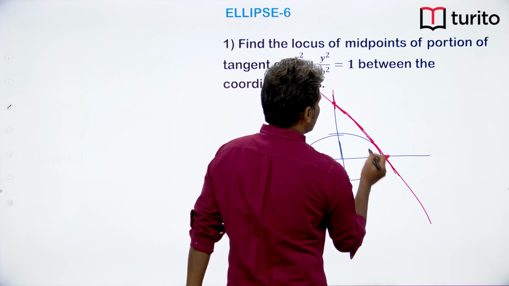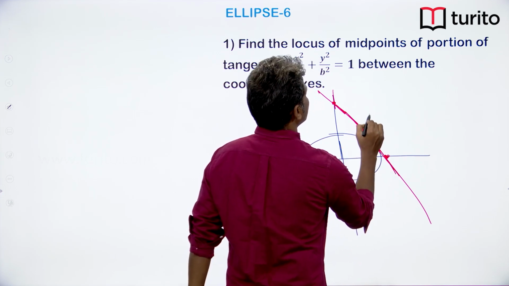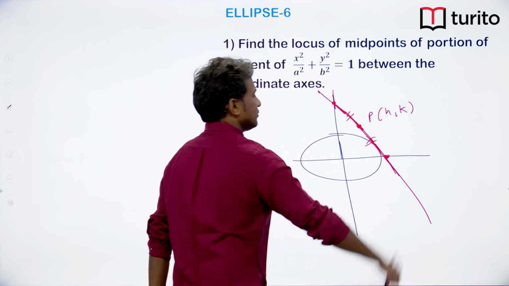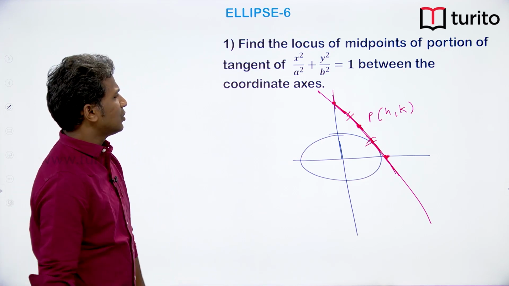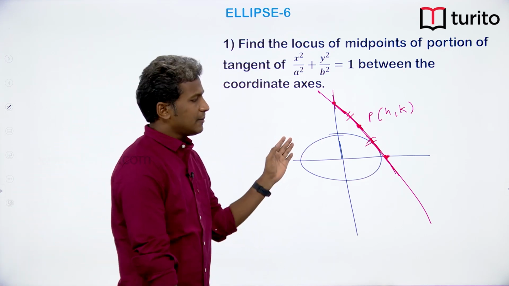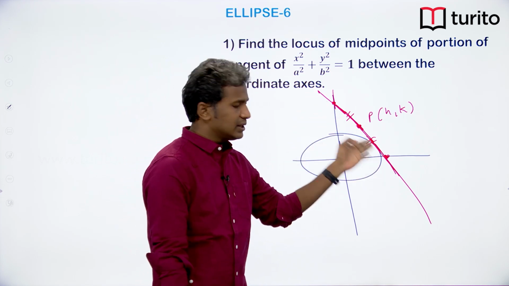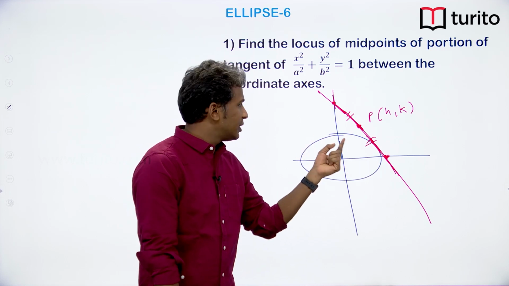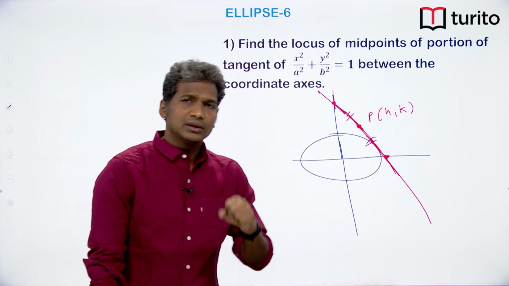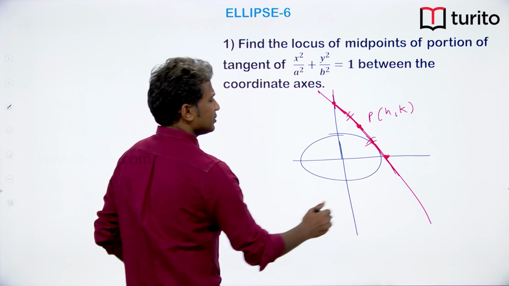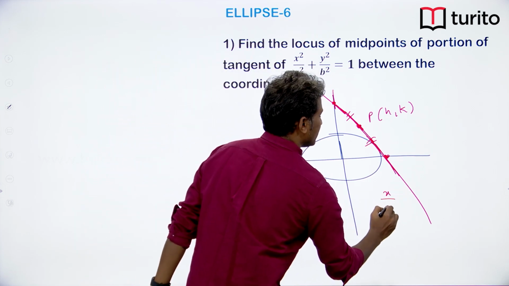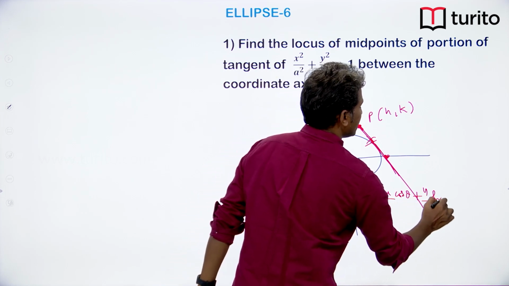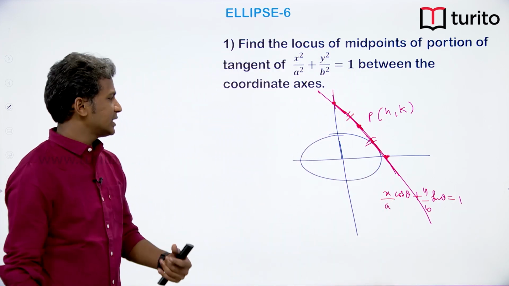So, that means if I take this midpoint as let us say P, which is (h, k), we are interested in finding the locus of this midpoint. So, how do we proceed with this? Here tangent is the one which is actually cutting this x axis and y axis at these 2 points, and P is also the midpoint of this. So, we start with the idea of the equation of tangent in parametric form, x by a into cos theta plus y by b into sin theta is equal to 1. This becomes our equation of tangent.